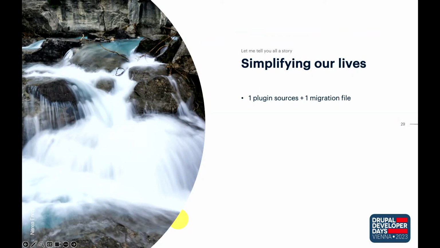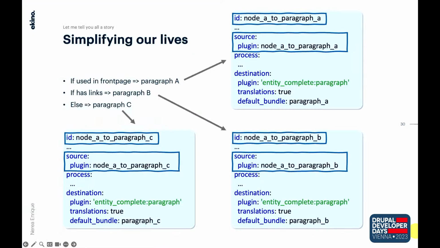And again, to keep simplifying our lives, each source plugin is going to be specific to one case, to one logic. So the best way to do that is not to make it configurable. And not making it configurable means that a source plugin corresponds to a migration file. So I will have 3 migration files for my 3 source plugins, 1 for each case.